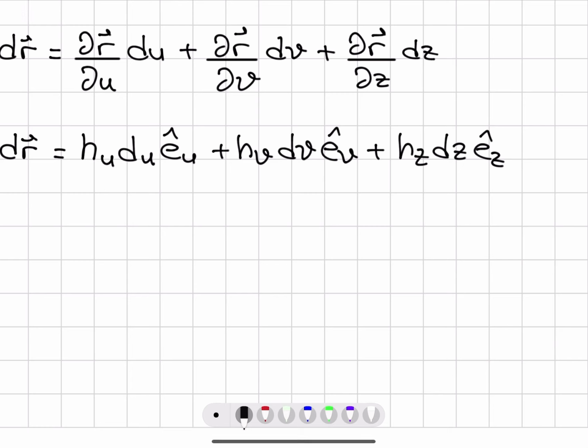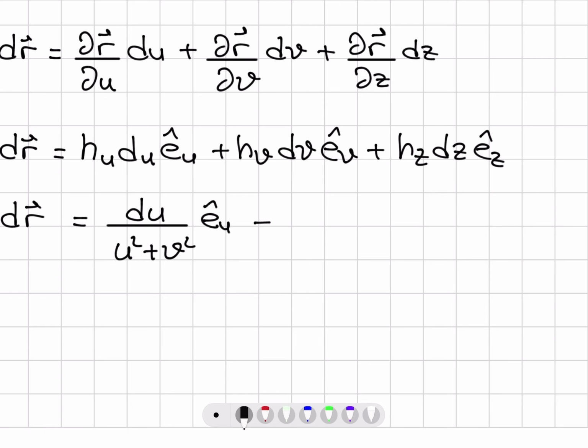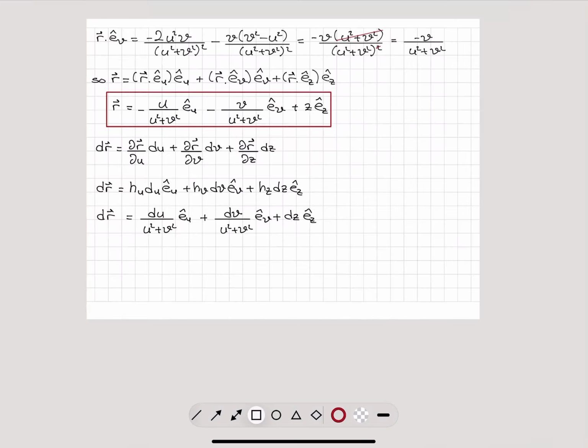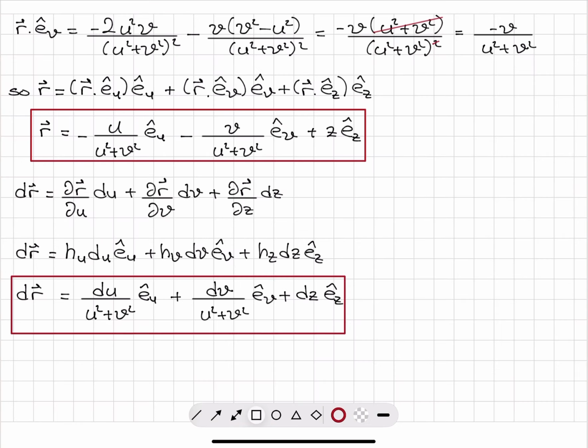So my answer for the displacement vector dr is, because the scale factors were identical for u and v, 1 over u square plus v square du in EU hat direction, and I have dv over u square plus v square in EV hat direction, and then I have scale factor z was 1, dz in EZ hat direction. So that gives me the answer that I'm looking for, the displacement vector dr.